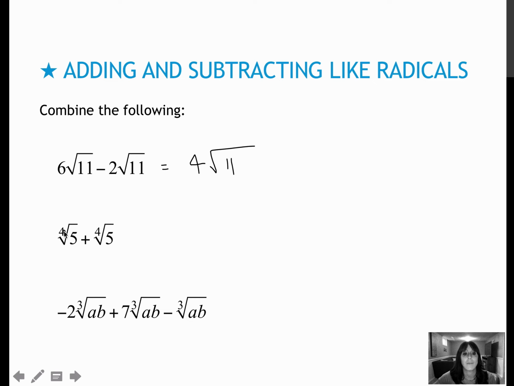For my next, I have the fourth root of 5 plus the fourth root of 5. Remember, there's an imaginary 1 in front of that, so it's one of those, and another one of those gives me 2 of those. 2 times the fourth root of 5. And the last one, I have the third root of AB, third root of AB, third root of AB. So it's negative 2 plus 7, which is 5, minus 1, which is 4, and then the cubed root of AB.